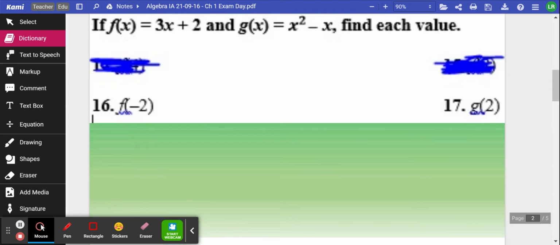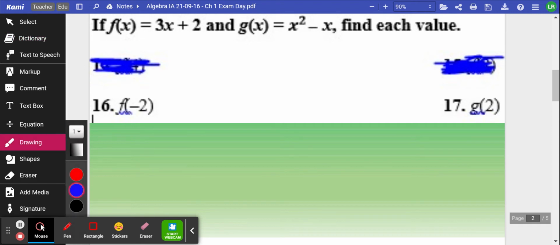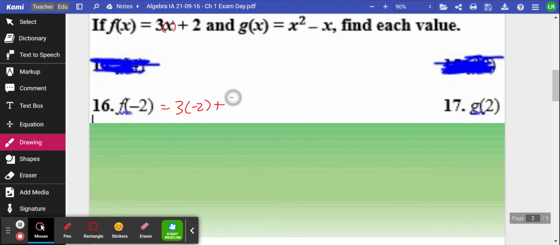This is using the f function. The f function says f of negative 2. So in the f function, I'm putting the negative 2 where the x is. So it'd be 3 times negative 2 plus 2. 3 times negative 2 is negative 6. Negative 6 plus 2 is negative 4.